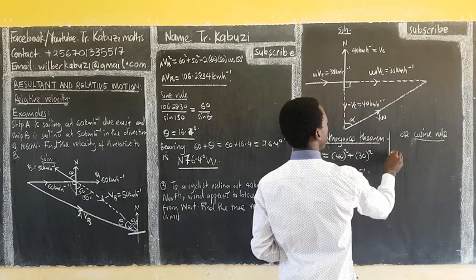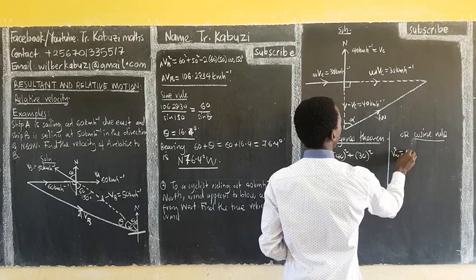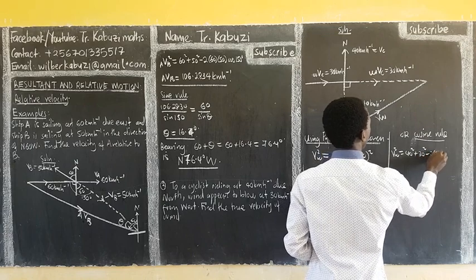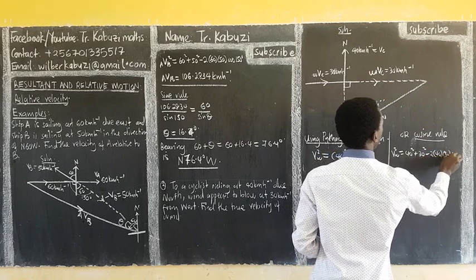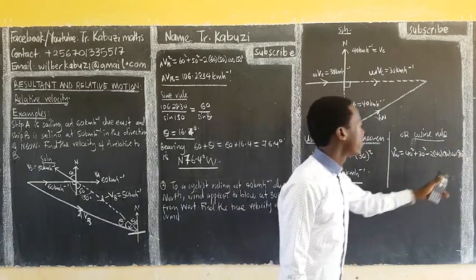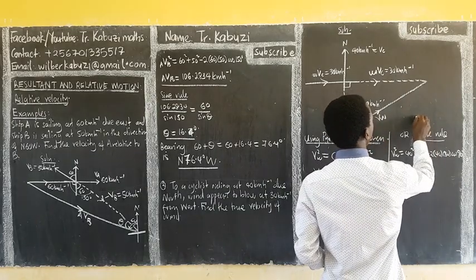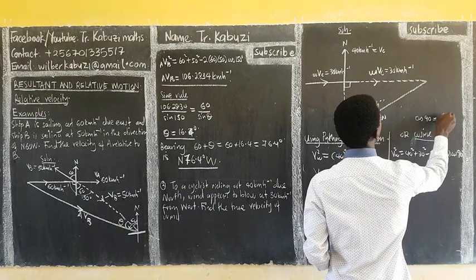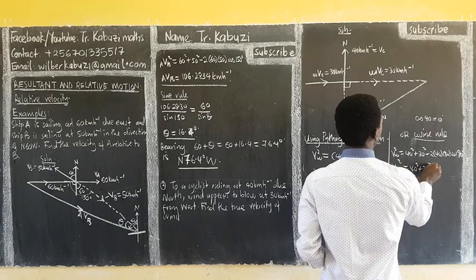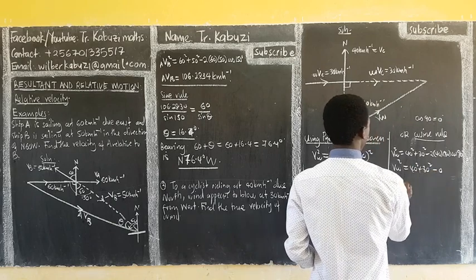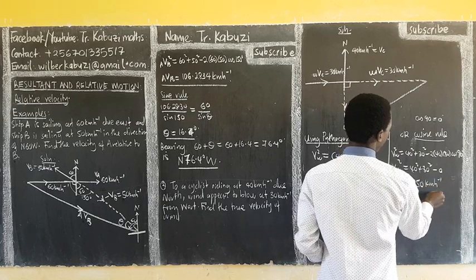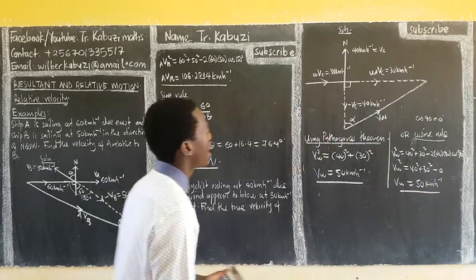From here we shall have V squared W equal to 40 squared plus 30 squared minus 2 into 40 into 30 cos of 90 degrees, the cos of the angle opposite. But cos of 90 is 0. So we have W squared equal to 40 squared plus 30 squared minus 0, and your W still gives you 50 kilometers per hour. It's up to you. All of them will give you the same answer.